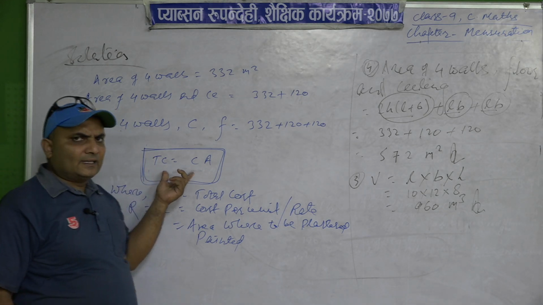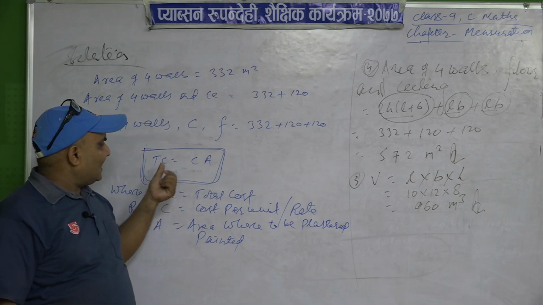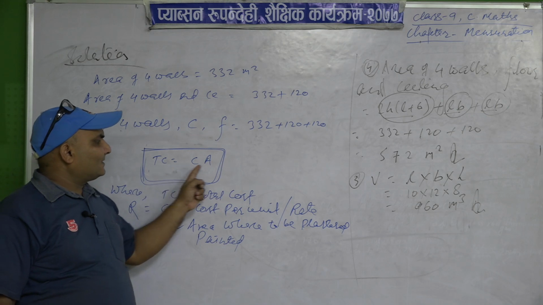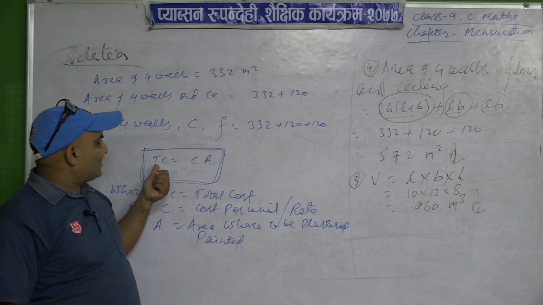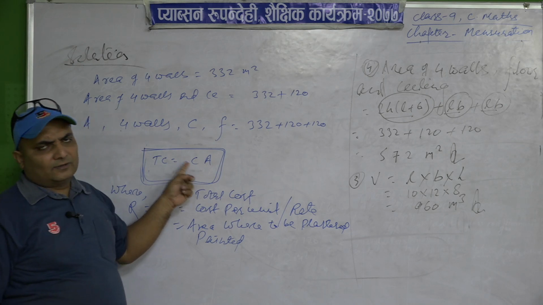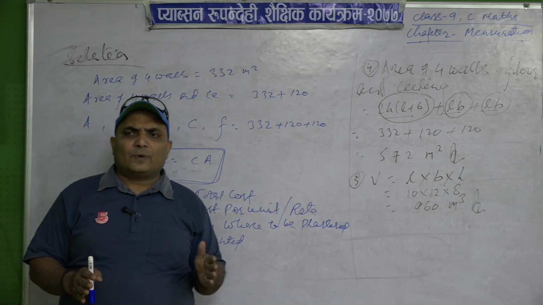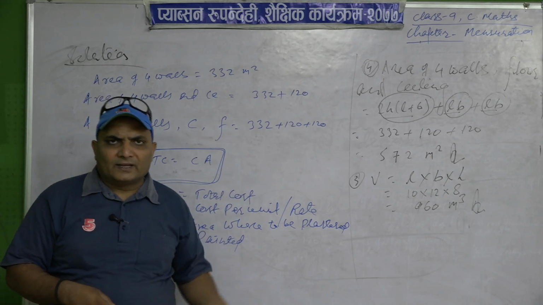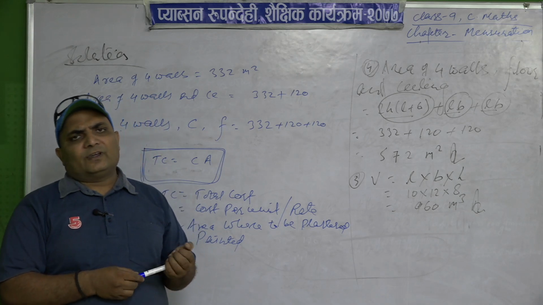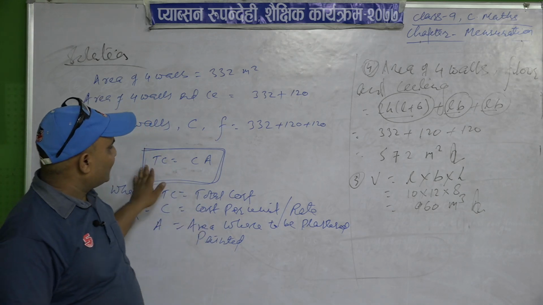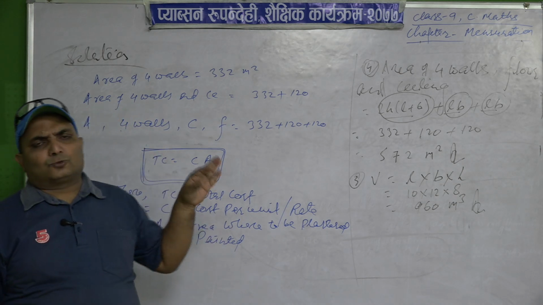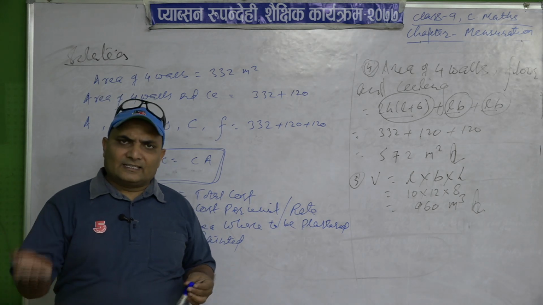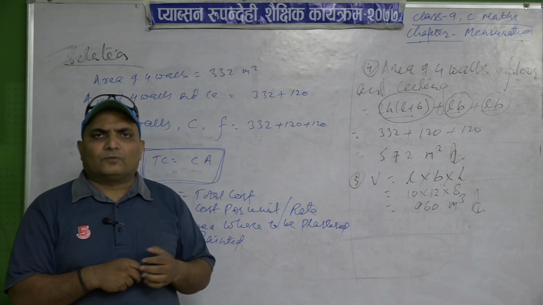With the help of this equation, if any two variables are given, then we can find out the third variable. So if we have an equation, with the help of that equation we can find out one unknown variable when the other remaining variables are given. Okay, so by using this formula we can find out the total cost or rate or area when different kinds of variables are given, and we have to find out some unknown variable.